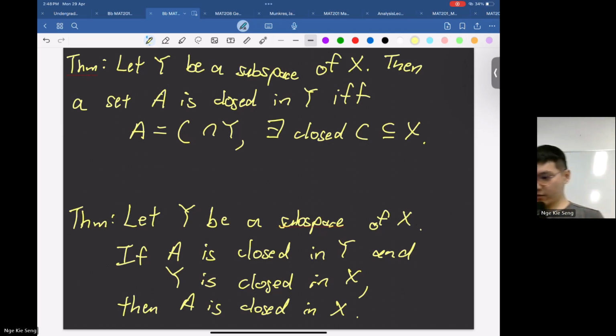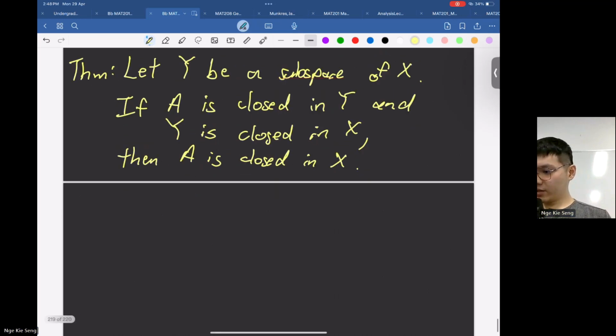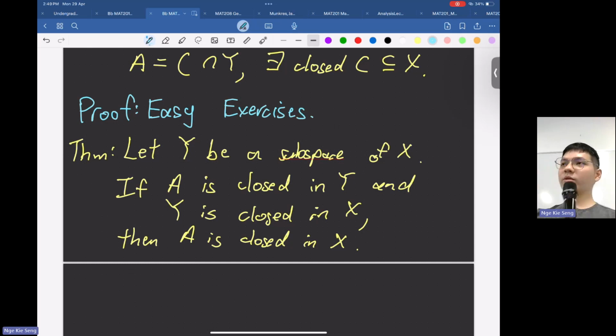Okay, if there's no question about this, let's continue. So the proof will be left as an easy exercise. You just spell out the definition: the complement is open, and then check whether the other complement is open or not.